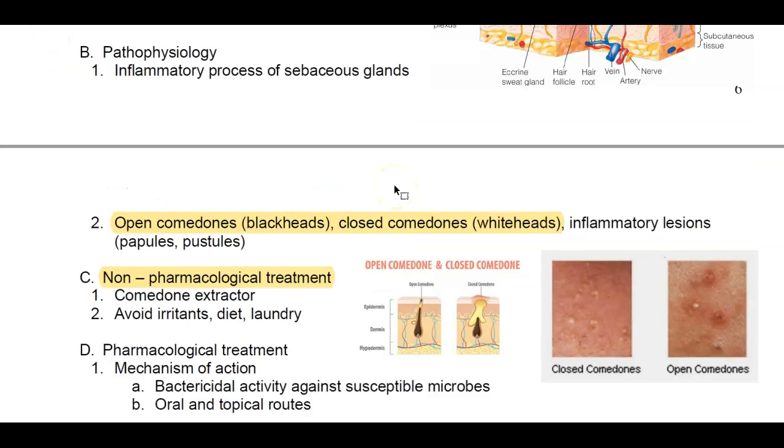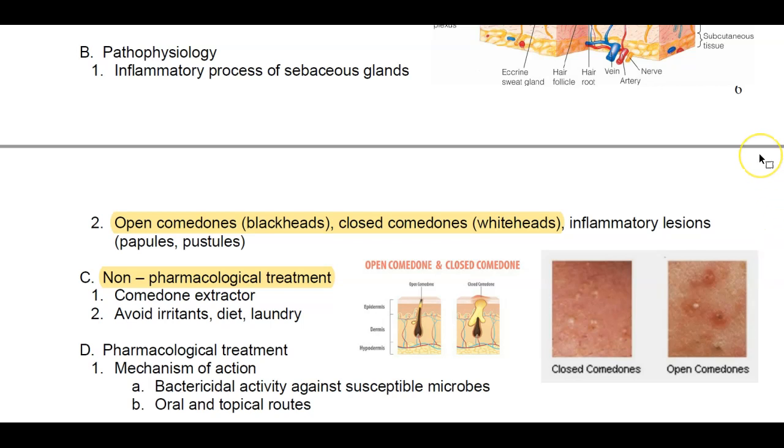Now let's talk about acne. So how does acne develop? So acne is basically an inflammatory process of the sebaceous gland. So oftentimes it involves clogging, or filling up of that gland, and so it has nowhere to go. It can be in two forms. You can have an open comedone or a closed comedone. So open comedones are considered your blackheads, and your closed comedones are your whiteheads.